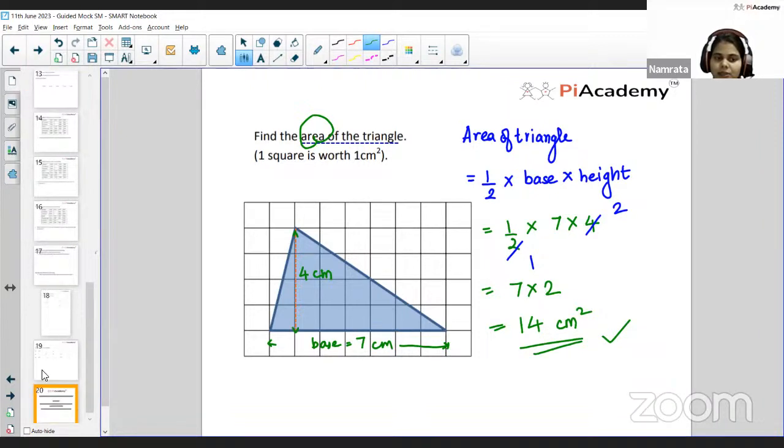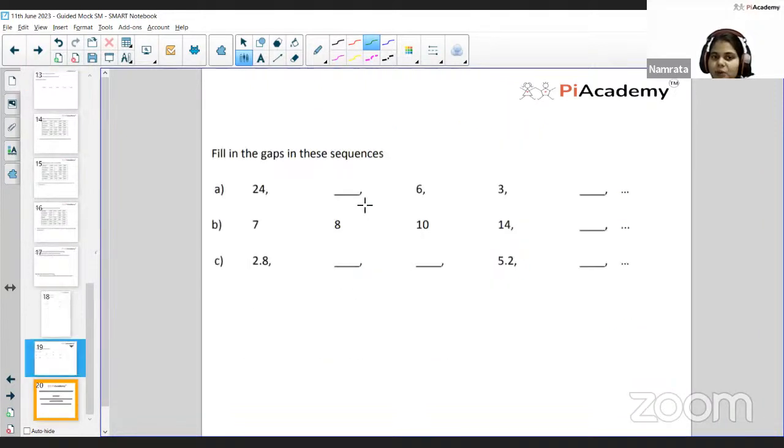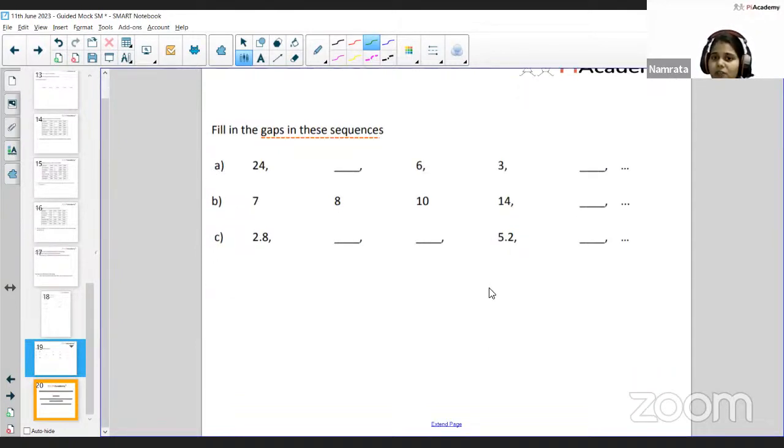Take your time. We need to fill in the gaps in these sequences. So there are these sequences given to us. We need to find out which ones are missing. Take your time.